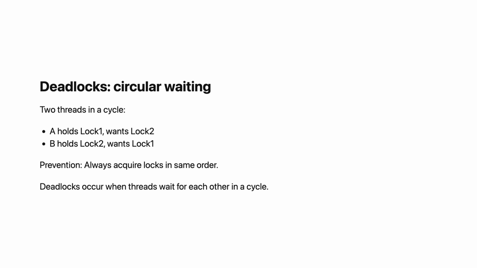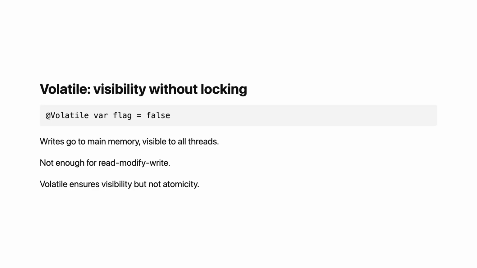Detecting deadlocks: the JVM can detect them. Thread dumps show which threads wait for what. Deadlocks do not crash, they freeze. The symptom is a program that stops doing anything. No errors, no progress. Sometimes you do not need mutual exclusion, you just need visibility.